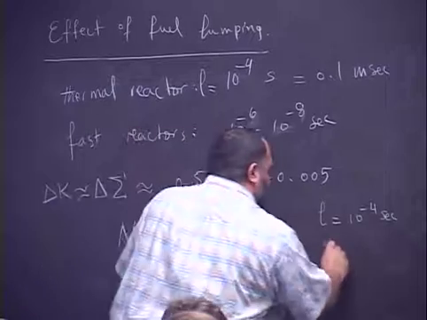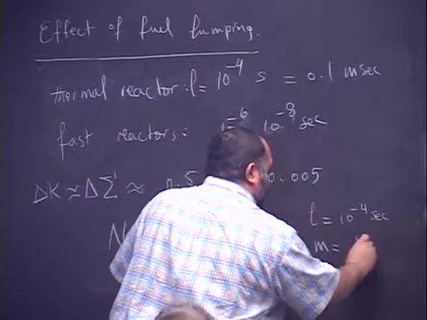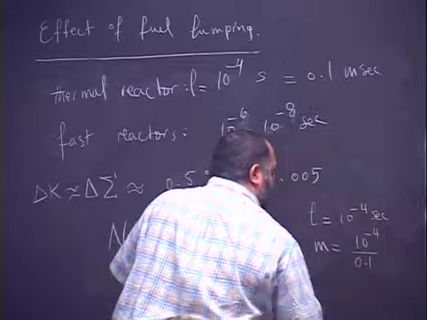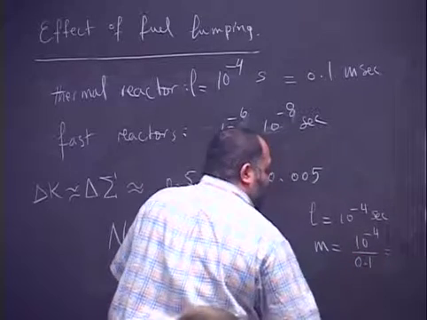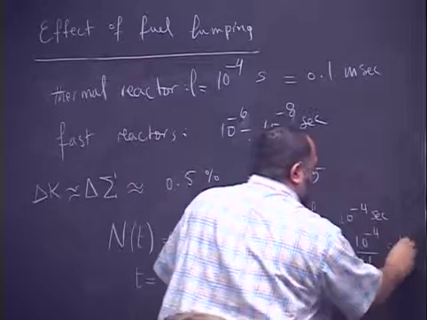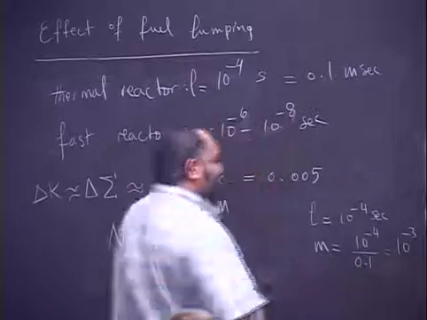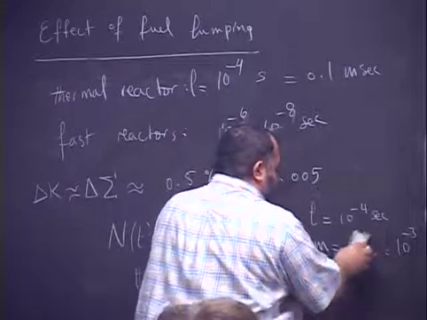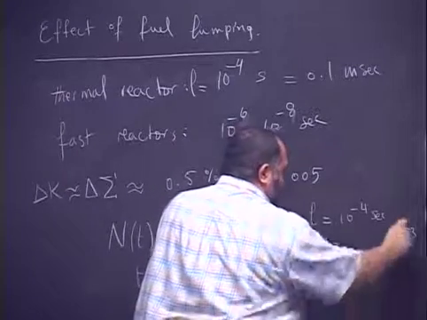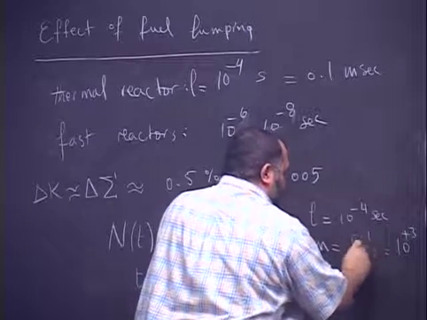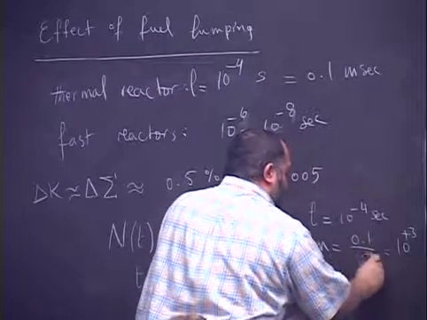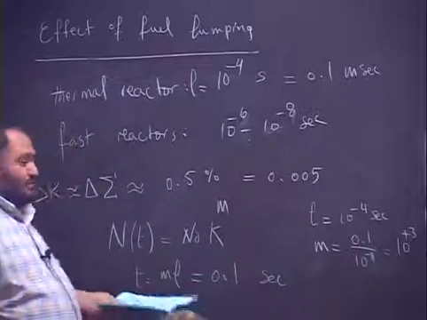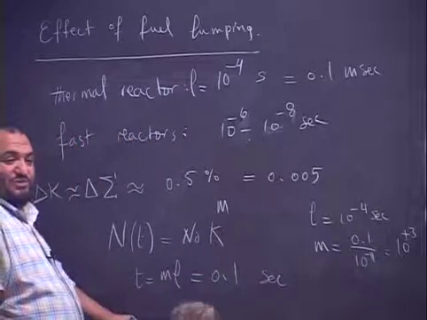So M is equal to what? 10 to the power of -4 divided by 0.1. So this would be what? 10 to the power of -3. Or sorry, 0.1 over 10 to the power of -3. It's the other way around. 0.1 divided by 10 to the power of -4. That is 1,000. So how many cycles is 0.1 second?